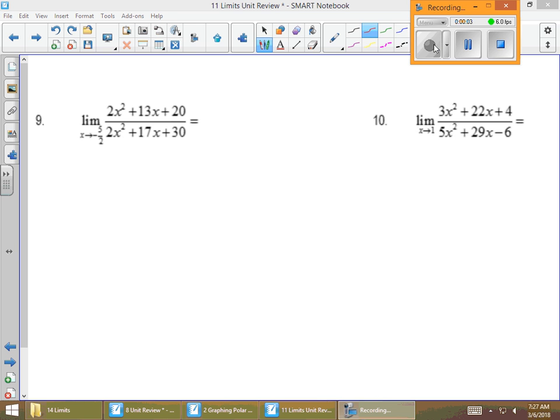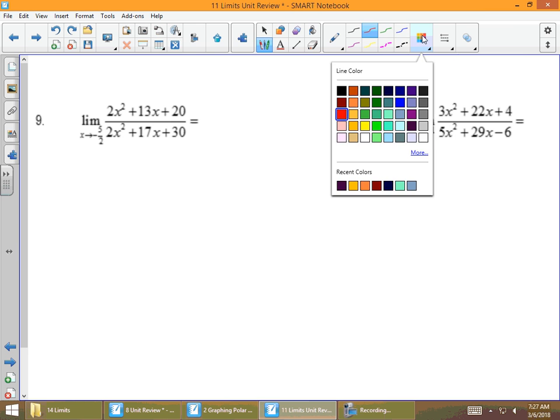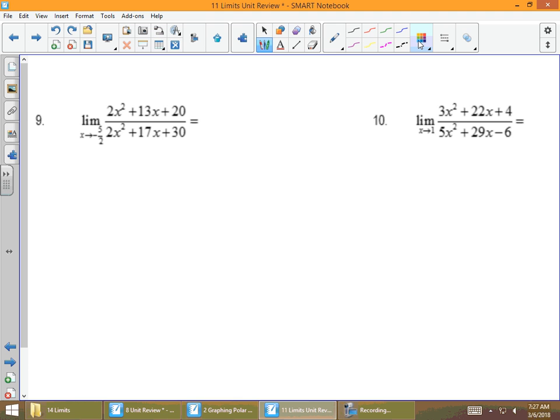All right, more limits and algebra. So for number 9, we're going to have a lot more factoring to do. We're going to have some trinomials to factor. I'm going to use split the middle so that every one of my steps is equal to the step before. So again, I'm going to be really particular about writing my limit notation until I'm ready to evaluate the limit.